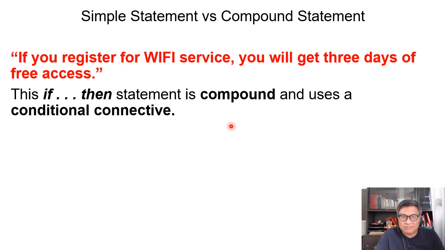Now, for a compound statement, we can identify. If you register for Wi-Fi service, you will get 3 days of free access. Now there is the word if, so this means that it is conditional. And this gives us an idea that it is a compound statement from the if-then statement. Thus, this statement, class, is a compound statement. So if you register for Wi-Fi service, you will get 3 days of free access, which is the same as if you register for Wi-Fi service, then you will get 3 days of free access.